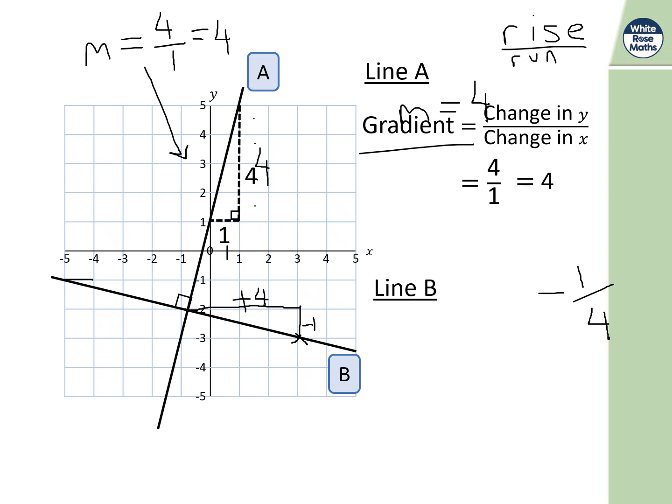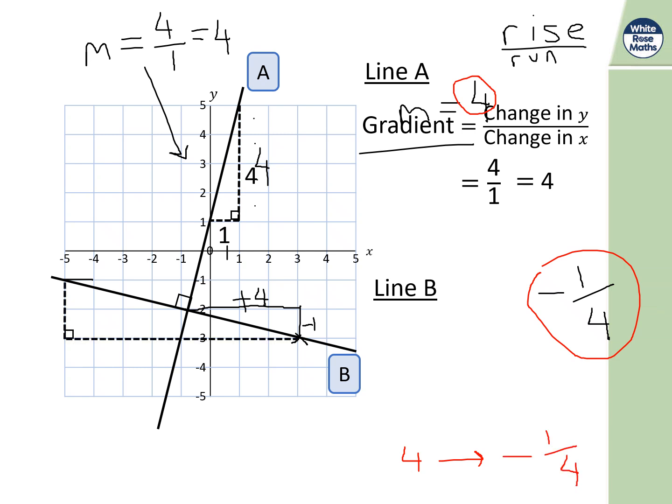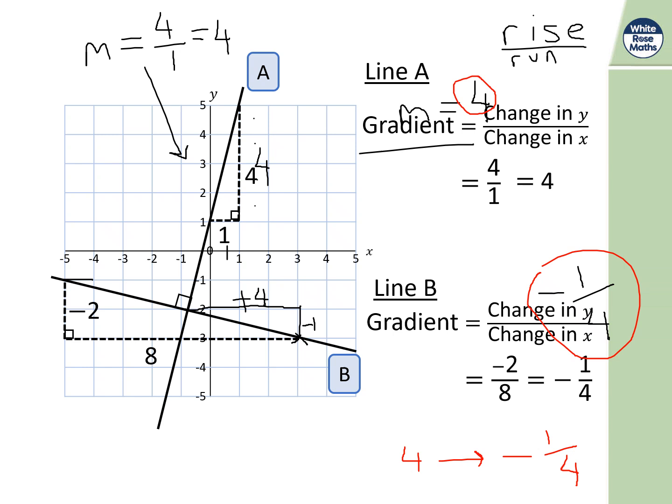Okay, and I want you to think here as I'm doing this lesson, what's different about these two numbers that I've just circled here, and what do you think makes them perpendicular? So have that thought in mind as we do this video lesson, and I'll mention it as we go along, but you might already know the distinction between how to go from 4 to minus a quarter. But just hold that thought for a moment as we work it out. So we've got minus 2 and 8. So again, that'll be minus 2 over 8, which is minus a quarter.